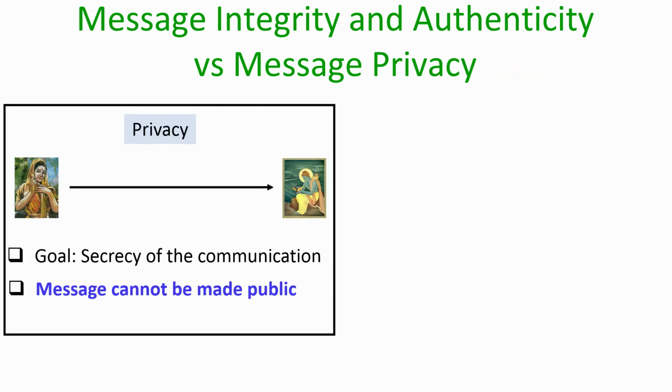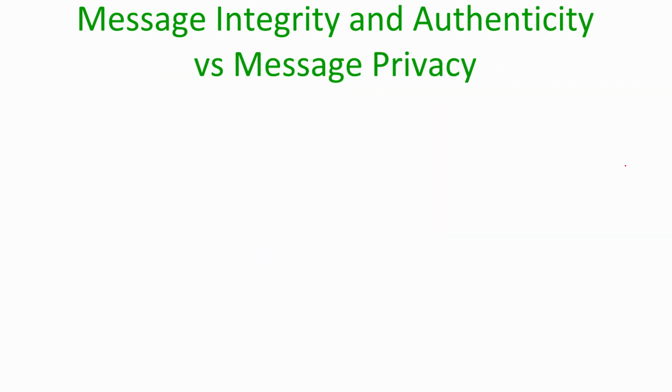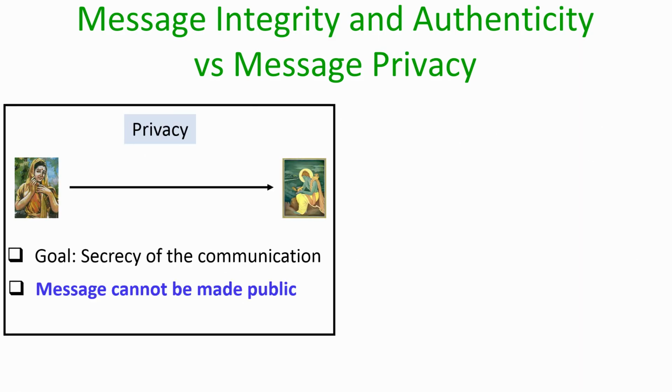We will now discuss how exactly we go about designing such a tag generation algorithm and how we design a tag verification algorithm. That will be our next goal. But before going into that, let us discuss these three goals which we are trying to achieve using different cryptographic primitives. We have the problem of message integrity, message authenticity and message privacy.